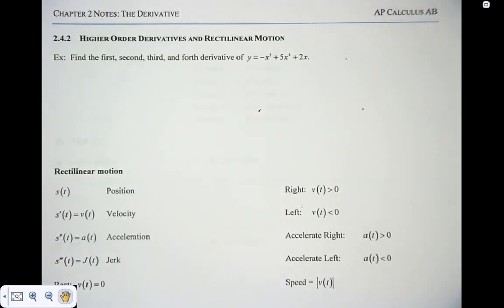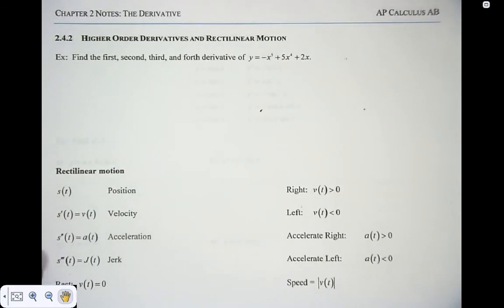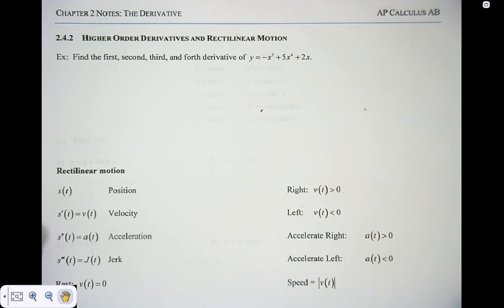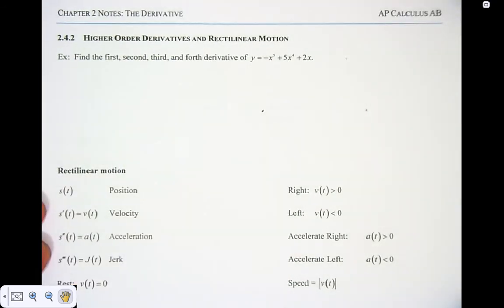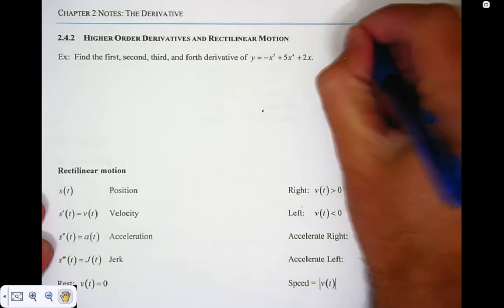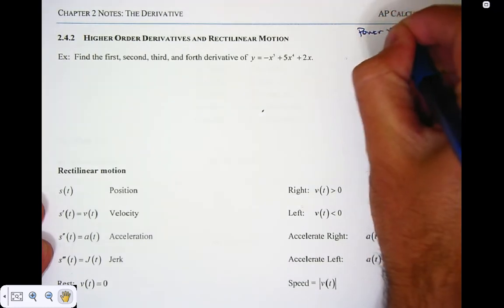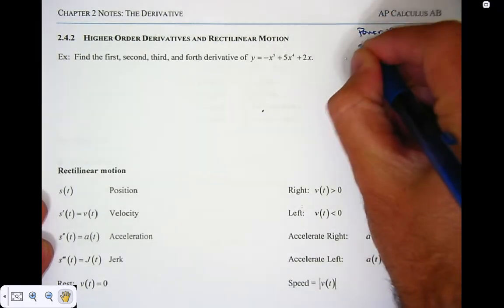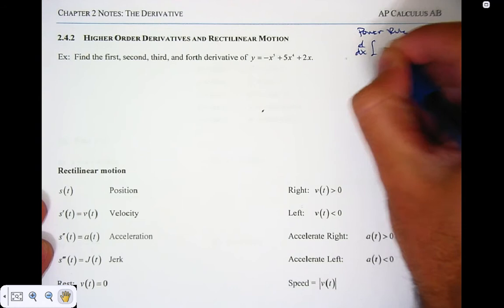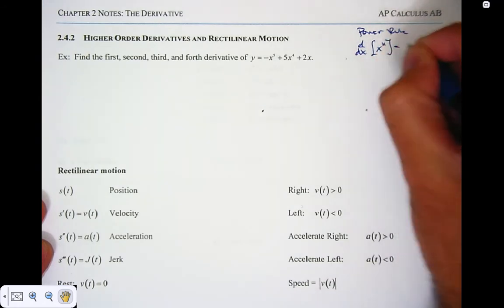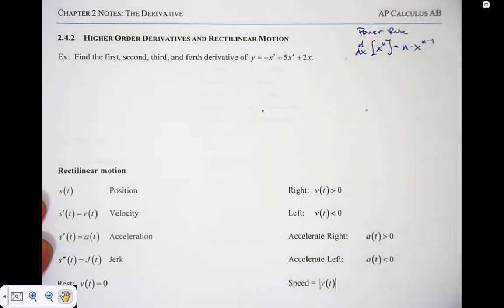Hi guys. Okay, so we're moving on to the last couple sections of chapter 2. We've got higher order derivatives. So far, just as a reminder, we've got the power rule. And the power rule says that the derivative with respect to x of some simple function raised to an exponent would be n times x to the n minus 1.